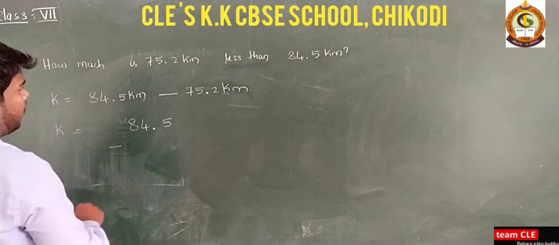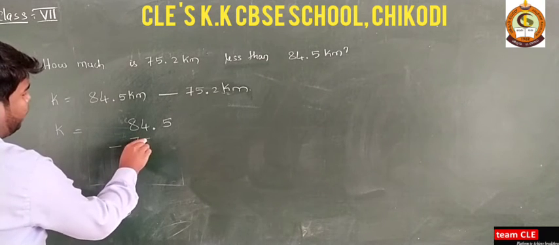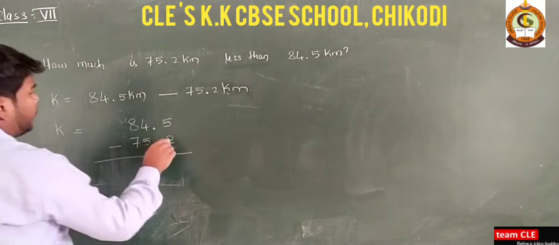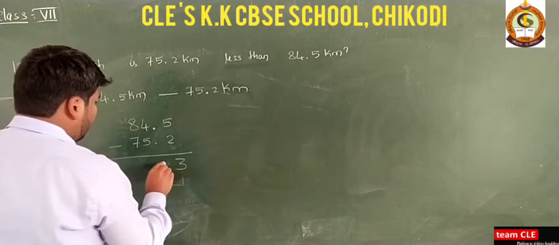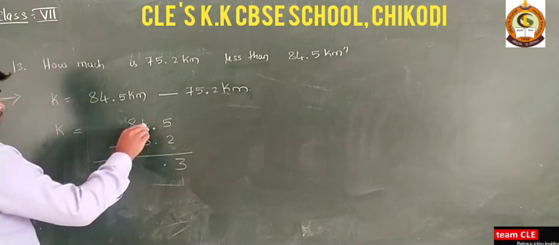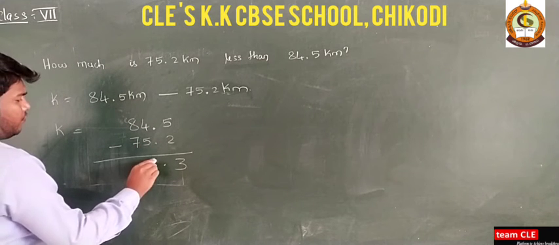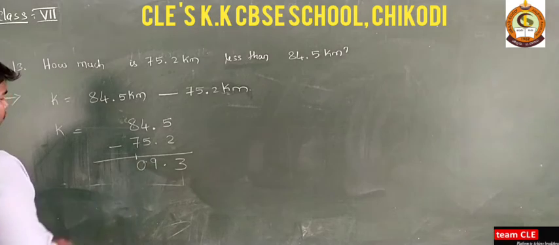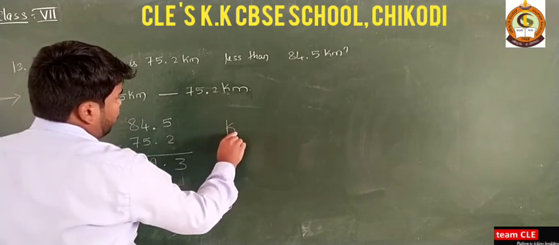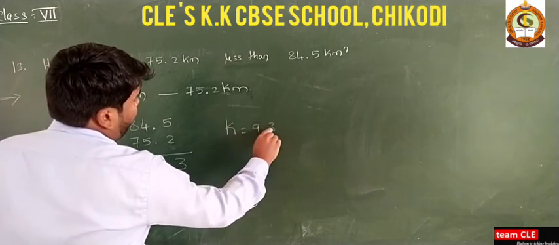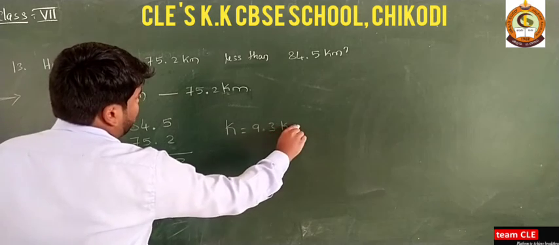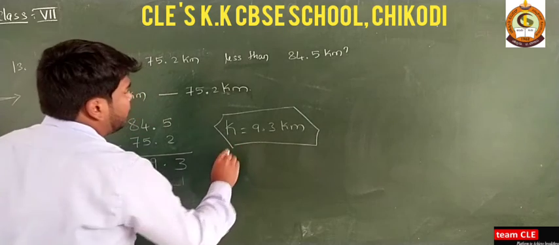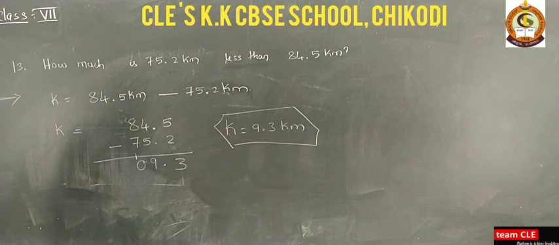84.5 minus 75.2. So 5 minus 2 is equal to 3, decimal point. Similarly, 14 minus 5 is equal to 9. One carry here, 8 minus 8 is equal to 0. So k is equal to 9.3 kilometer. Okay, so k is equal to 9.3 is your required answer.